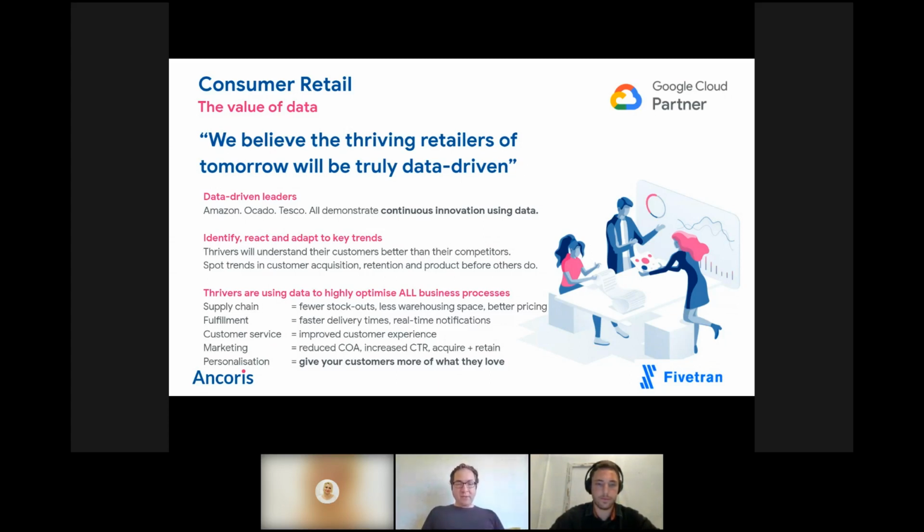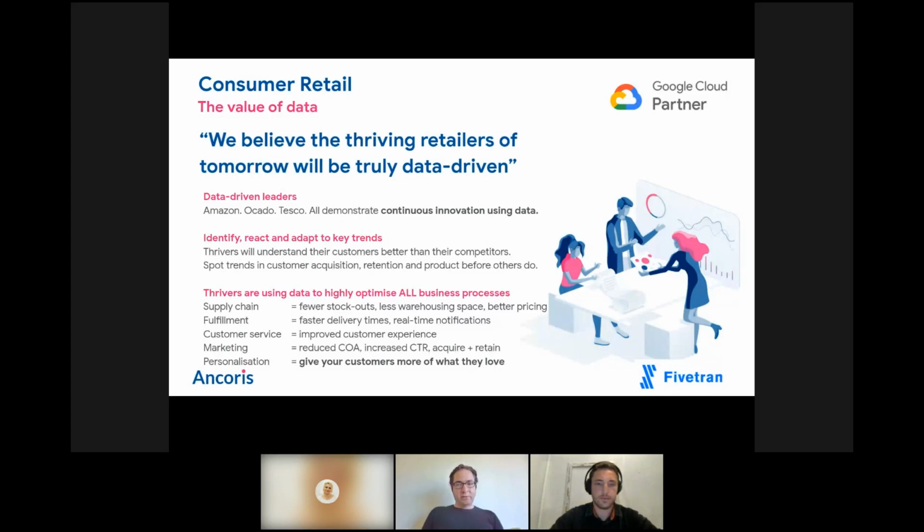Marketing, again, these companies that have got their data in order, they're reducing their cost of acquisition, with much more targeted marketing spend. They know exactly the channels that work very quickly. They cease spending on anything that doesn't. They're increasing their click-through rates, and they're acquiring new customers in the segments that they want. They're not just acquiring customers at random. They're using ML to predict the lifetime spend of those customers. And critically, they're retaining them.